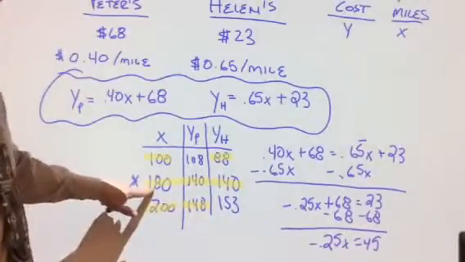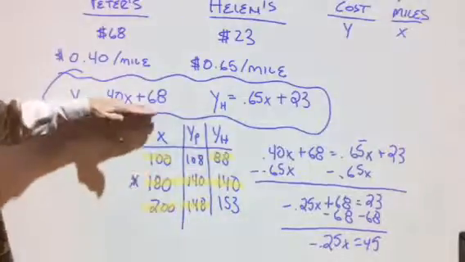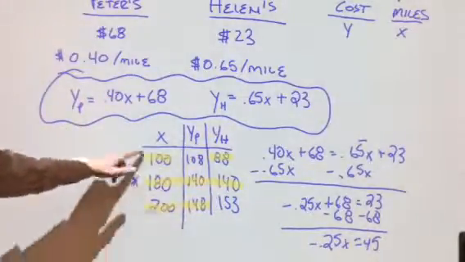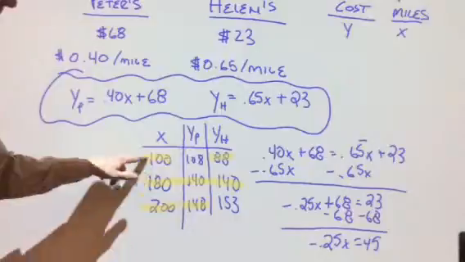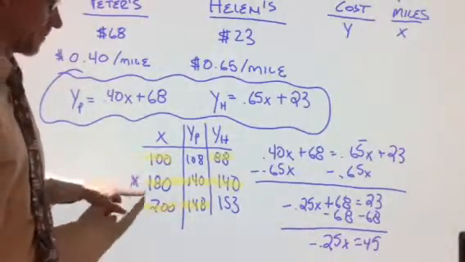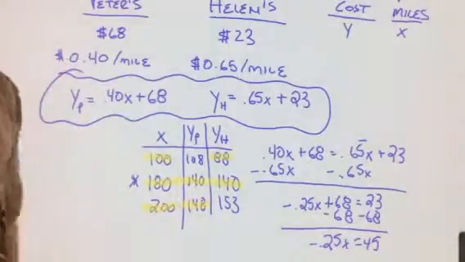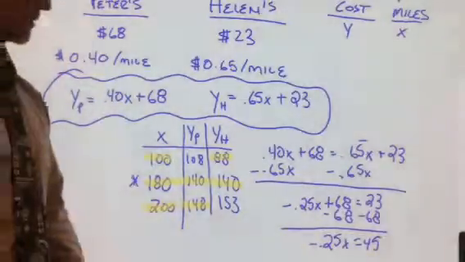I put that 180 back into here to get Helen's cost, put that 180 back into here to get Peter's cost, and then I threw these in just to see what happened at a mileage less than 180 and a mileage more than 180. So that's the approach you're going to take for problem number 2 that you have to work on for homework.